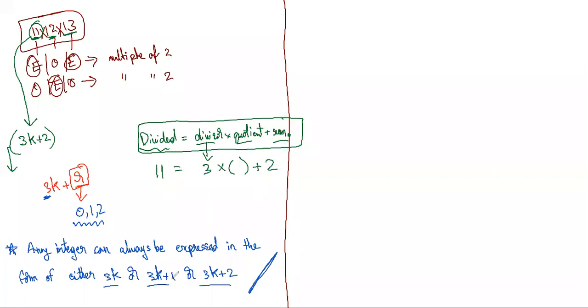Sir, you wrote that any integer can always be expressed in these three forms. So every integer can also be expressed as 2k and 2k plus 1. Yes, very good. And not just 2k, you can also say it can be expressed as 4k, 4k plus 1, 4k plus 2, 4k plus 3. And for 5, it will be 5k, 5k plus 1, 5k plus 2, 5k plus 3, 5k plus 4. Is anyone having any doubt? Did everyone understand this point? Yes, sir.